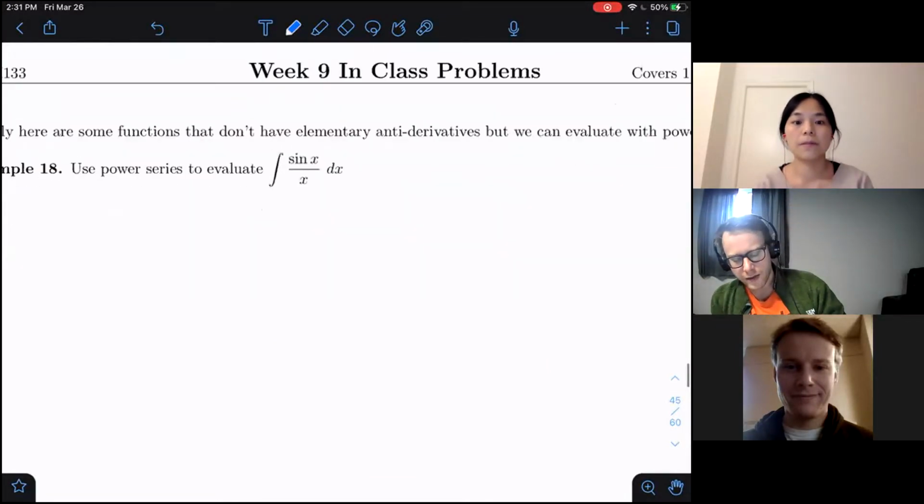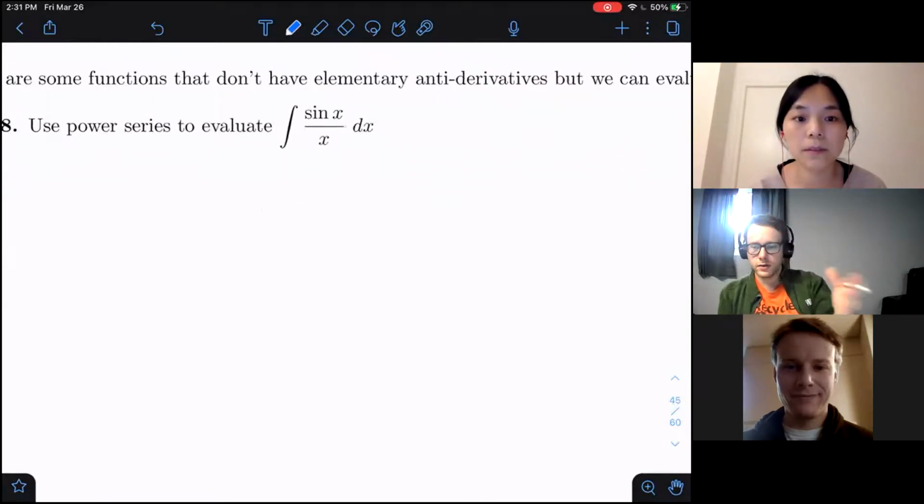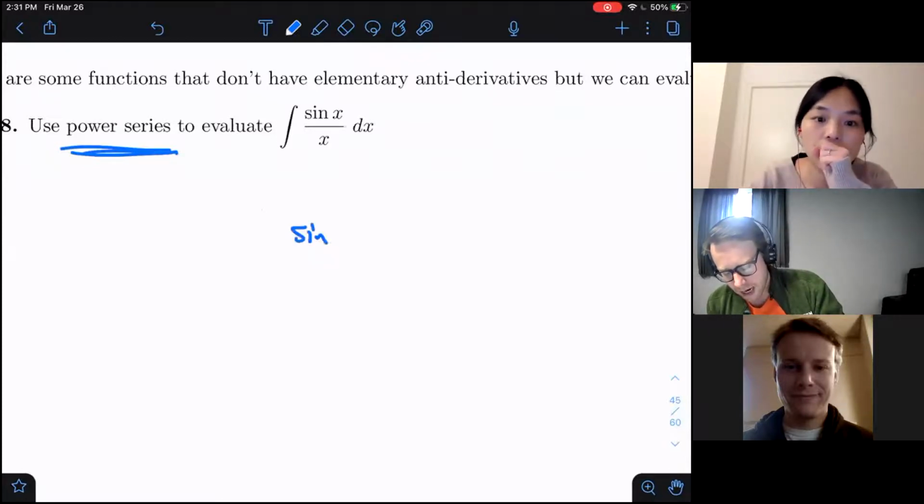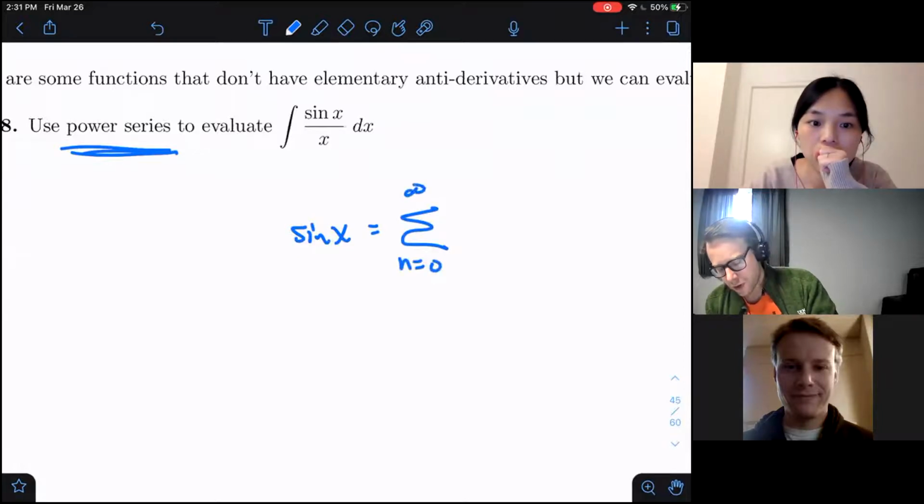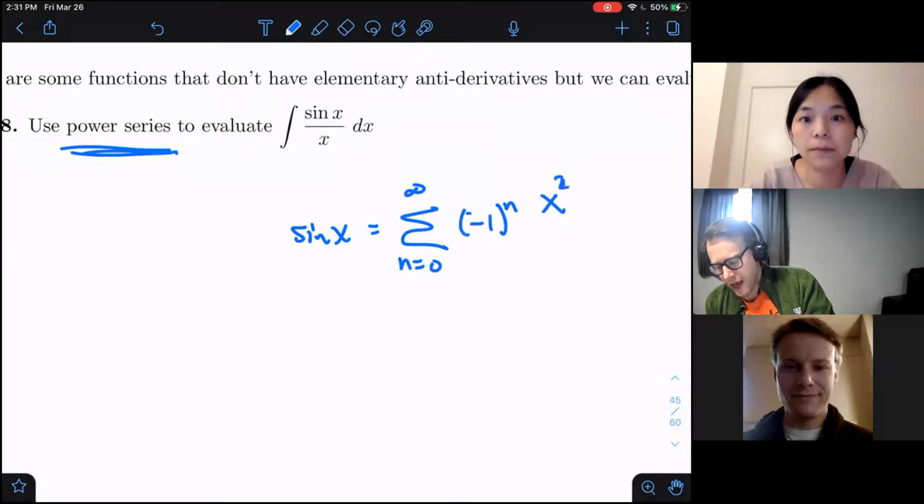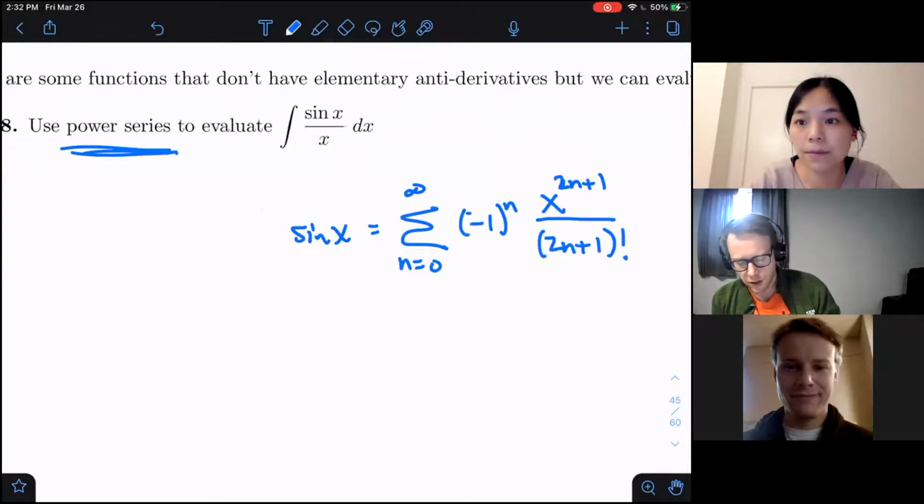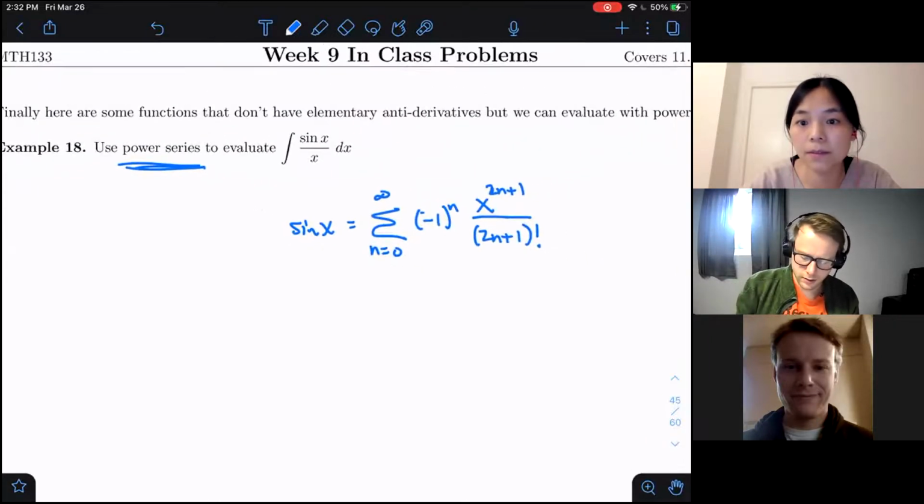So in order to evaluate this, we're going to use the sigma notation. We're going to use the full power series here for sine of x. So I'm going to write sine of x is equal to, and we just did this one, so it has the alternating thing. It has odd powers of x, and you divide by odd factorials. There you go. And so we're going to build up our function first.